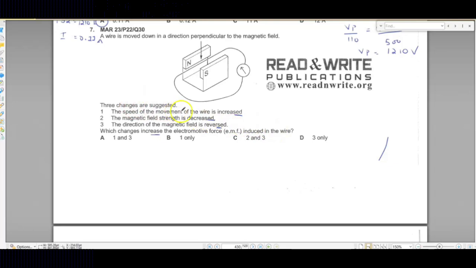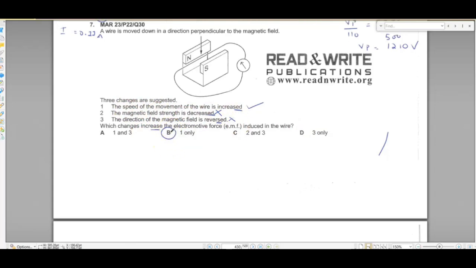Okay. The EMF induced in the wire is going to increase if you speed up the movement of the wire. Magnetic field strength has to be increased if the induced EMF has to increase, so this is not correct. And reversing the direction of the magnetic field will have no effect in increasing or decreasing the EMF. It is just going to change the direction of the current and that's it. So only one is correct. So B is going to be our correct option. Okay.